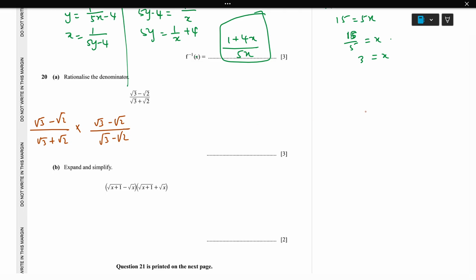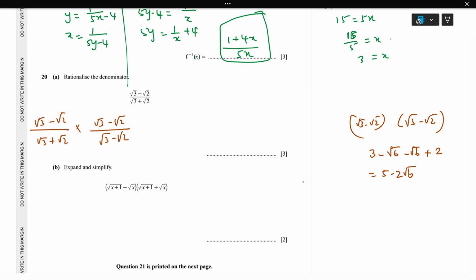So the numerator will become (root 3 minus root 2) times (root 3 minus root 2). When we multiply, root 3 times root 3 is 3, then minus root 6, and again minus root 6 and plus 2. Okay, so the numerator is 5 minus 2 root 6.